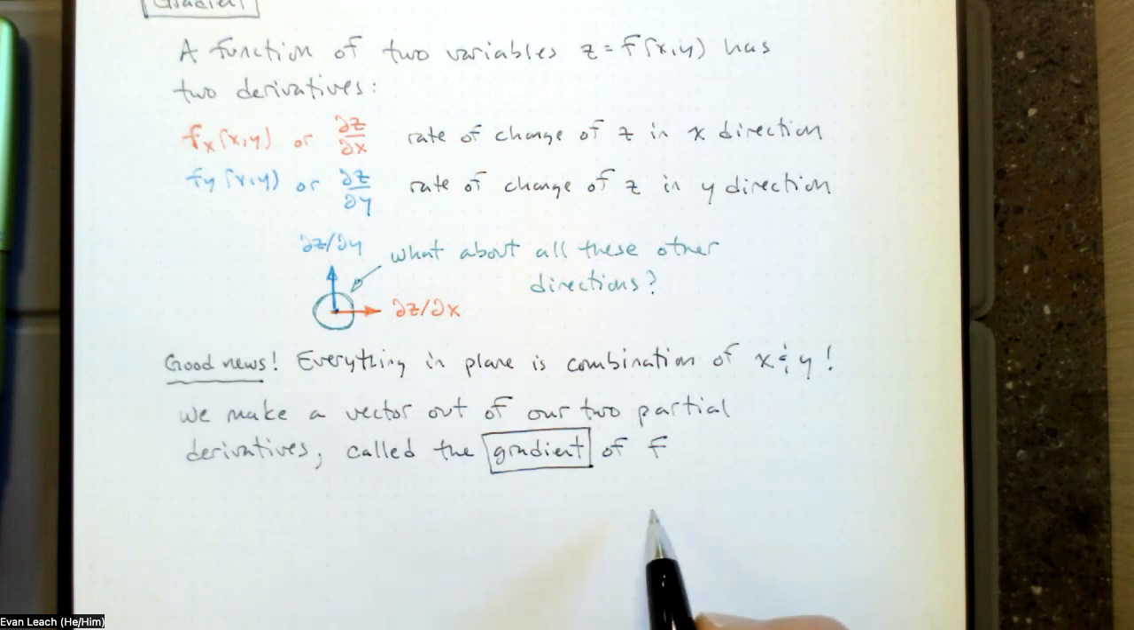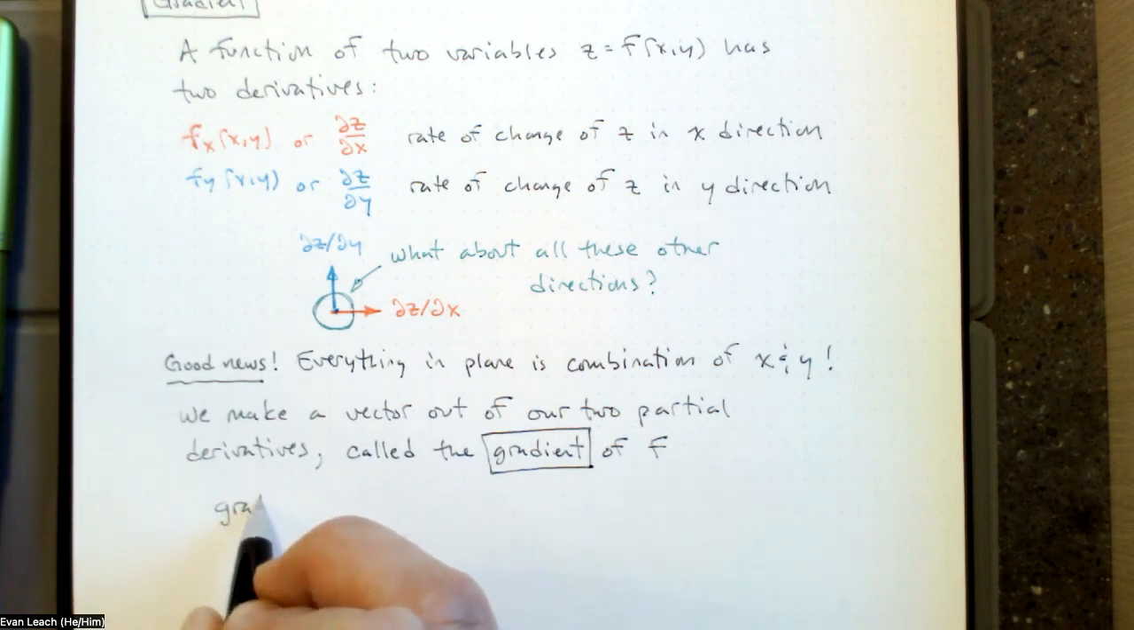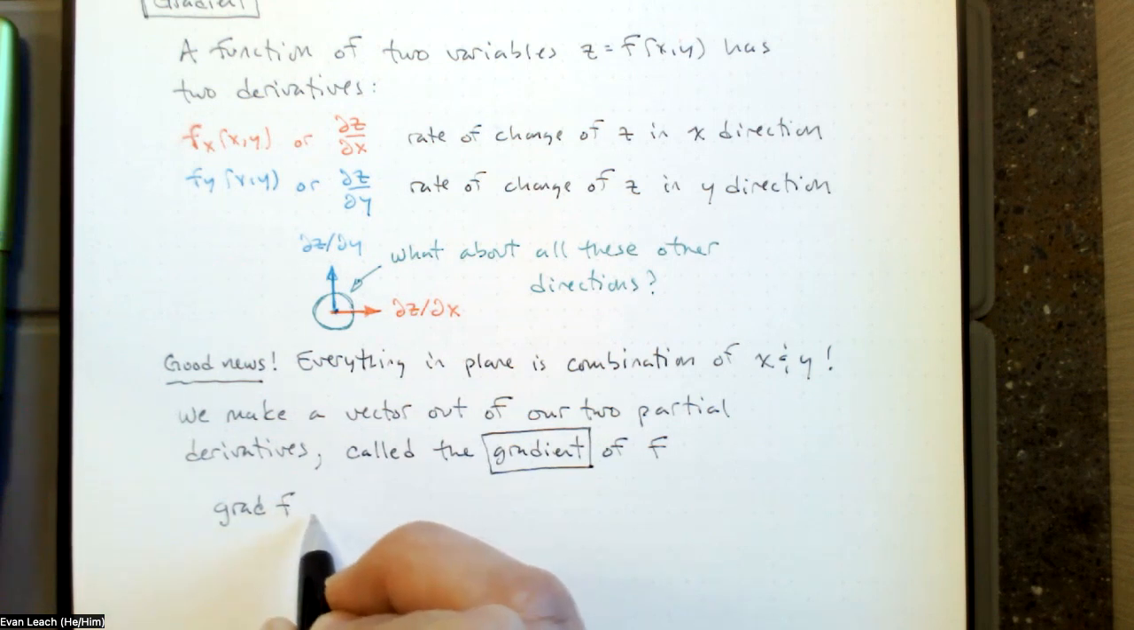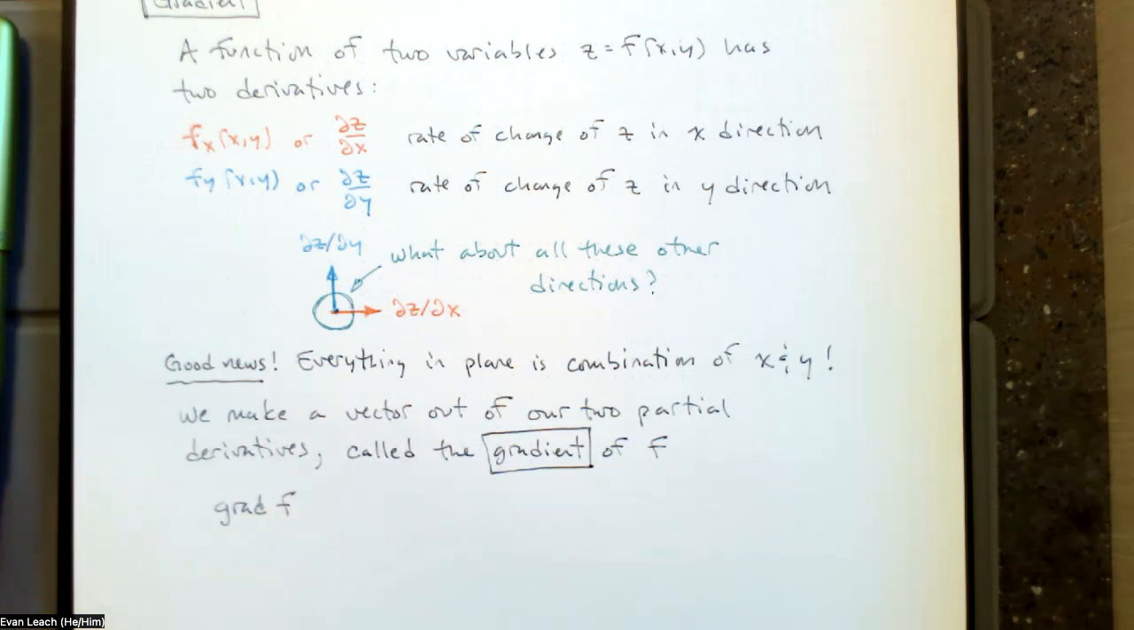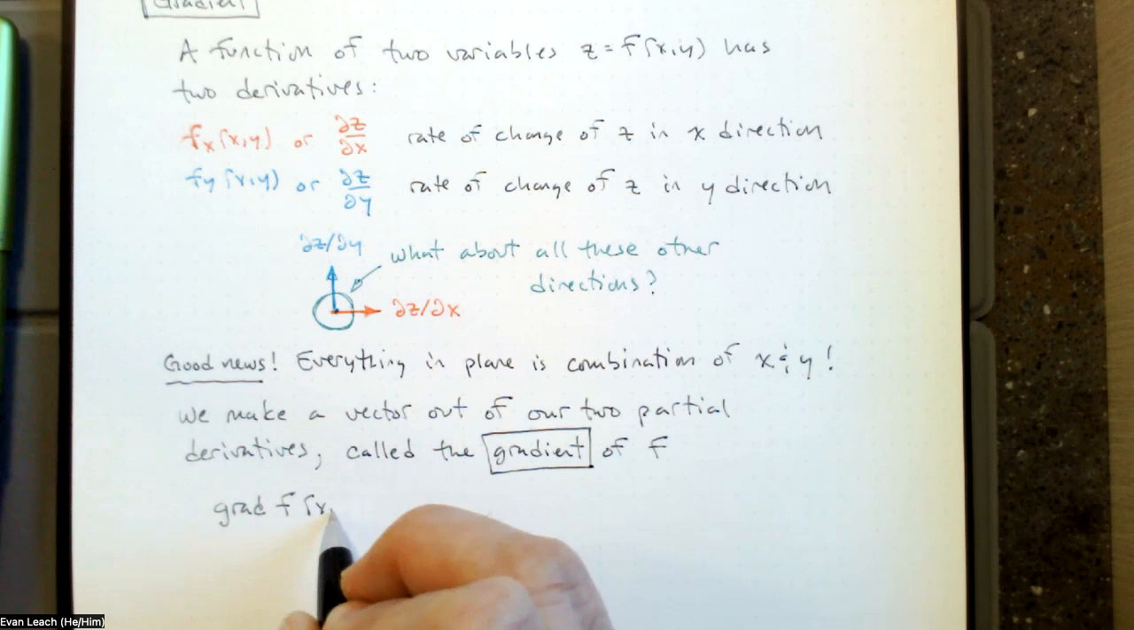So the notation for the gradient of f. The gradient is an operation that we're going to apply to a scalar function. So we're going to call it gradient of f. We're going to note that this gradient can be evaluated at all kinds of different places. So the gradient of f at x y.